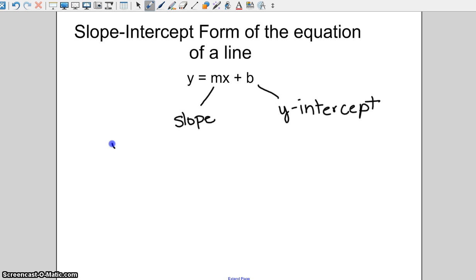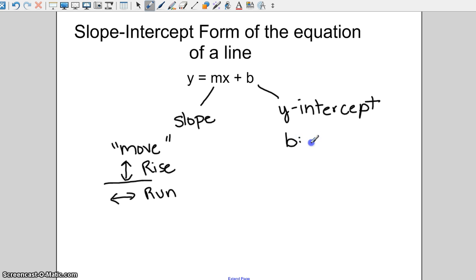I like to think of it as m for move, because the slope tells us where we move. It's usually written as a fraction, and the numerator tells you where you're going to move up or down, which is the rise, and the denominator tells you where you're going to move left or right, which is the run. The y-intercept, the b, tells us where we begin on the y-axis.